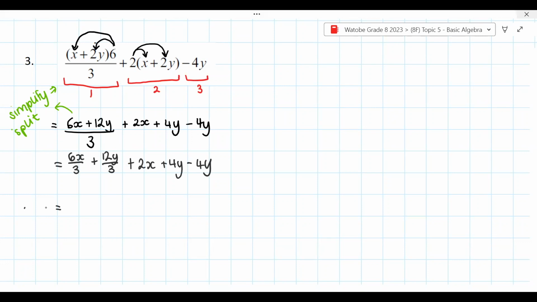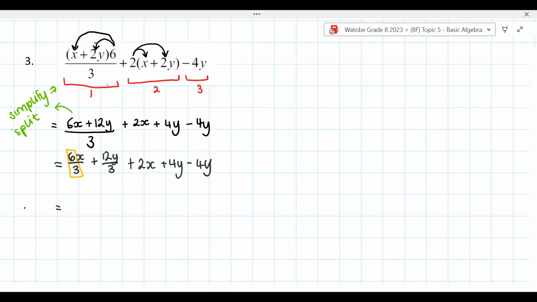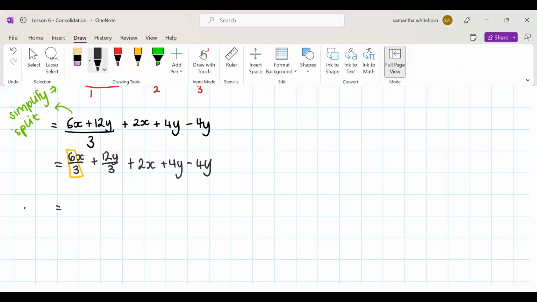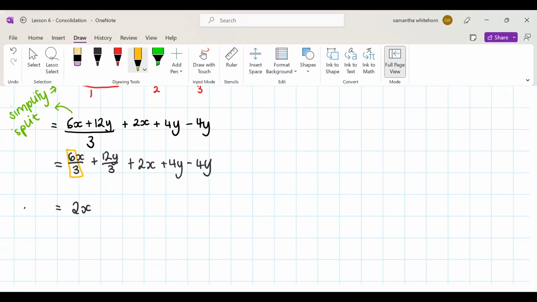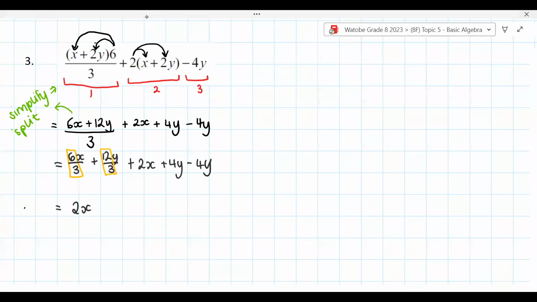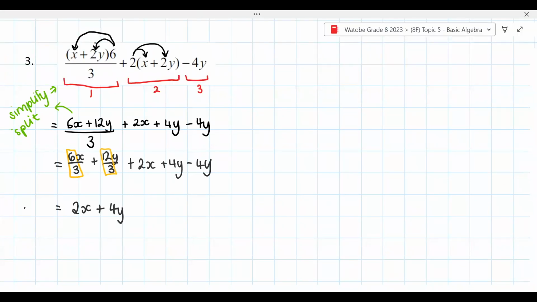So now if I go back to my fractions, I know that I can divide 6 by 3, leaving me with 2. So my first fraction simplifies to 2x. And I also know that in my second fraction, I can divide 12 by 3, giving me 4. So my second fraction simplifies to 4y.